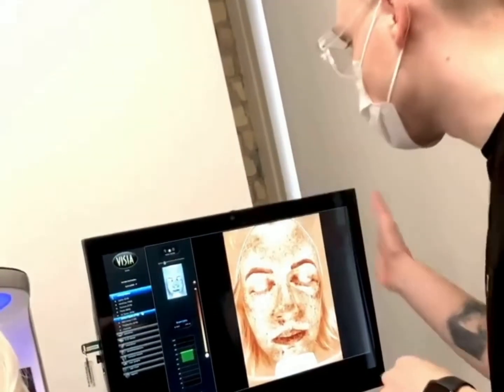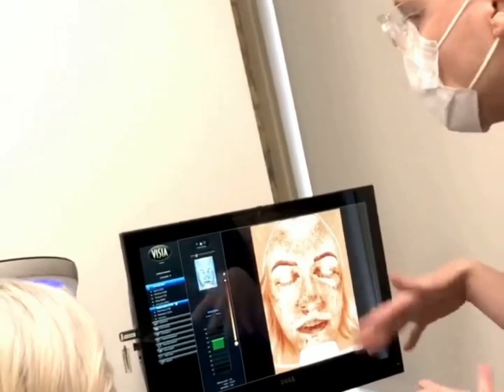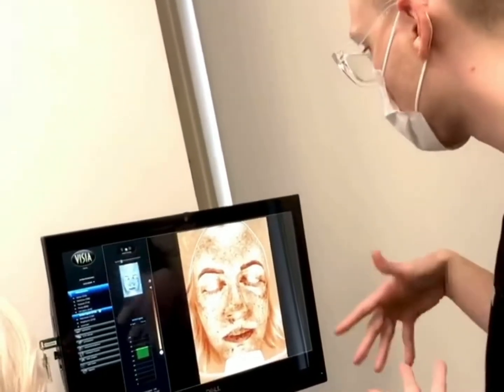So now this is our brown spots filter. Out of 100 women your age, measuring better than 71 of those 100 women, which is a great place to be.